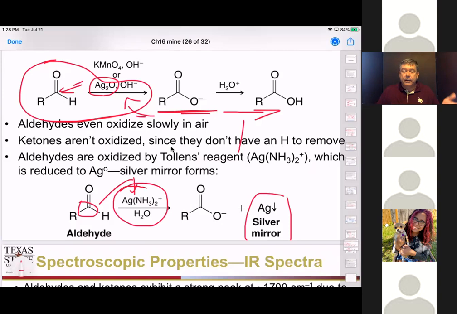It'll just stay a murky solution. However, if you do it in the presence of an aldehyde, it'll oxidize off that hydrogen and generate a metallic silver sheen. When you do it in a test tube, it'll actually look like a mirror. It's called the silver mirror test or the Tollens test. Okay, so that's just one of those unusual reactions that only aldehydes do, and it's used to differentiate aldehydes and ketones. All right, questions on that?